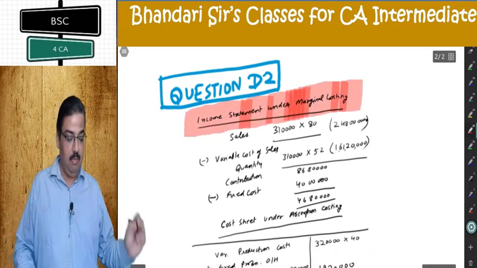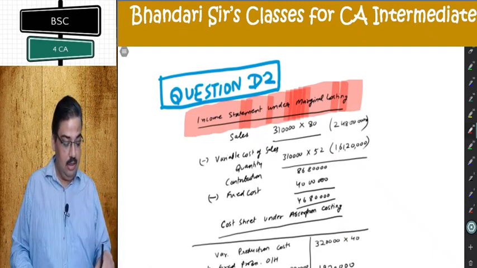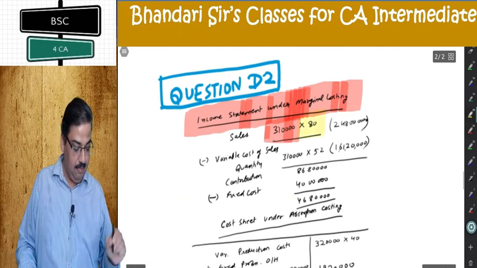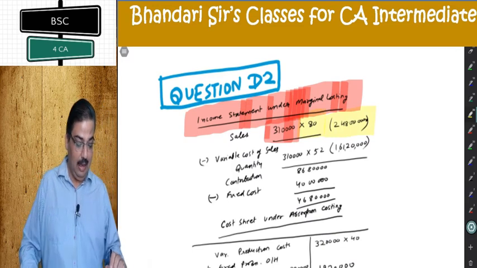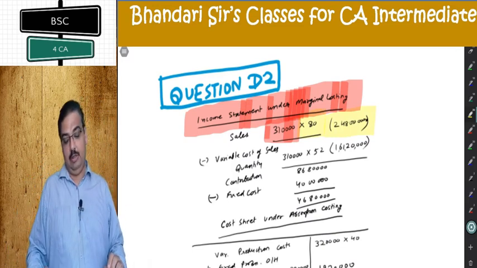Income statement under marginal costing. You are given sale 3,10,000 units at the rate of 80 per unit. That makes 2 crore 48 lakh rupees.